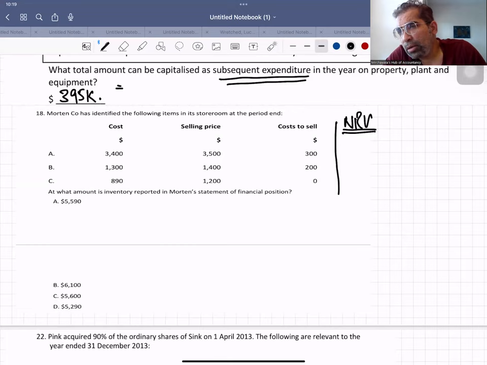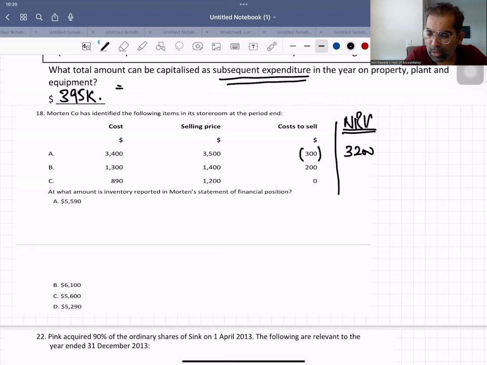So first product, selling price is 3,500, cost to sell is 300. NRV, net realizable value, is selling price less cost to sell. So 3500 minus 300 will give you 3200. Now for the second one, 1400 minus 200 is 1200. And the third one is exactly again 1200.